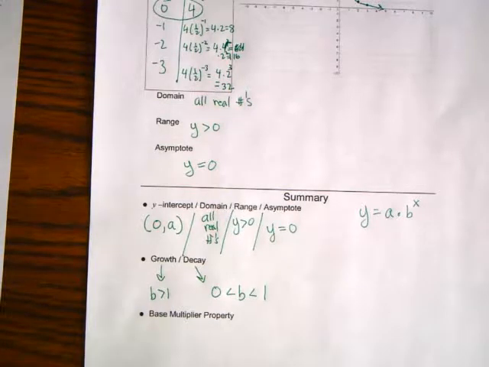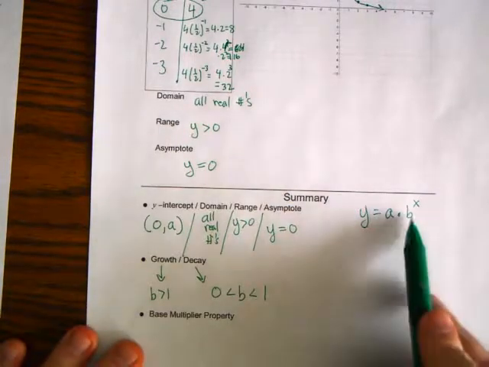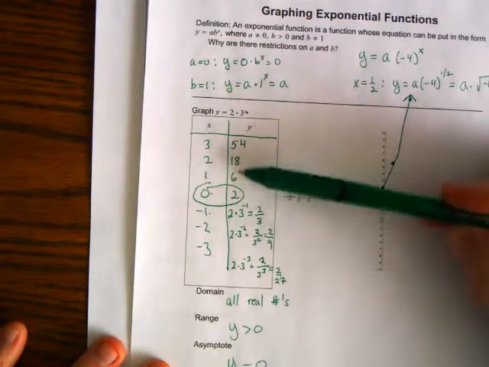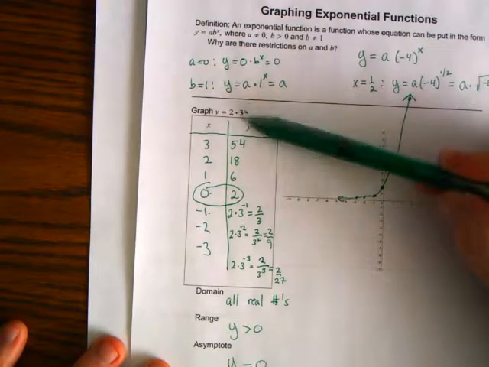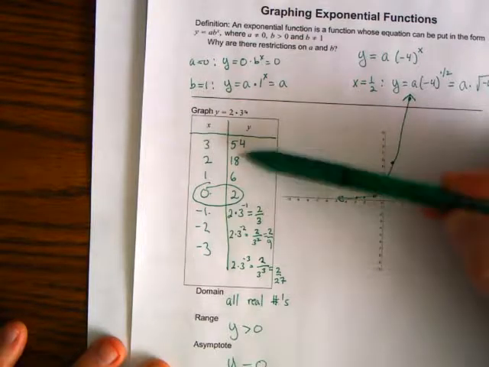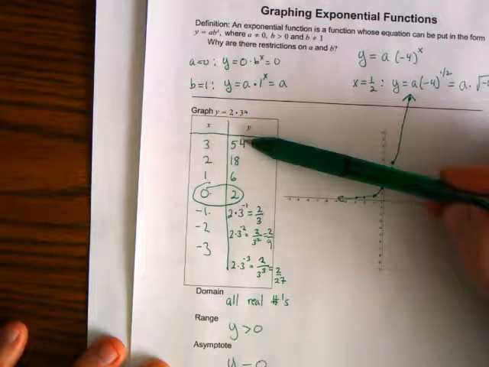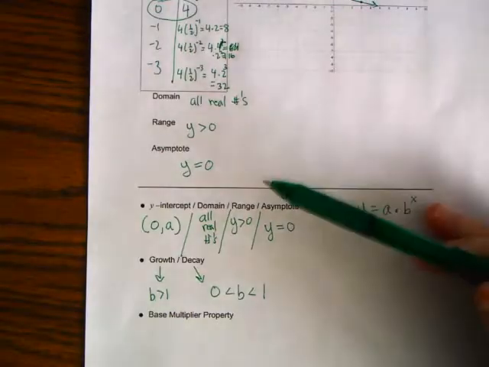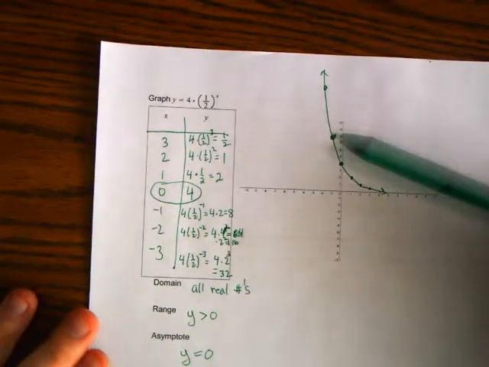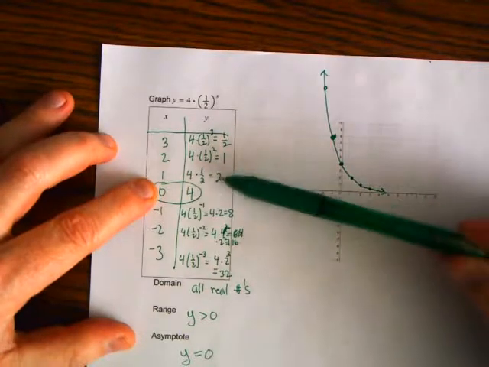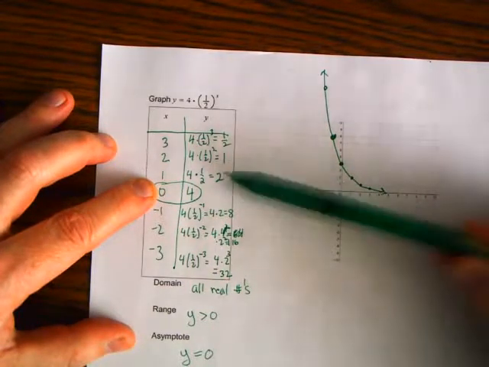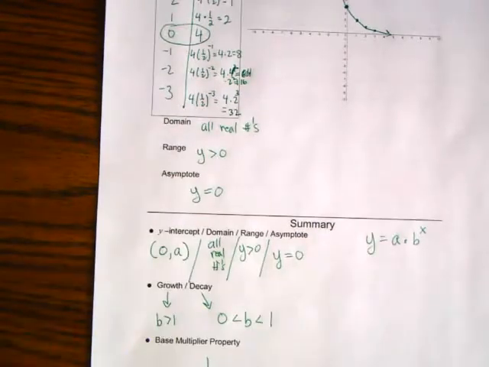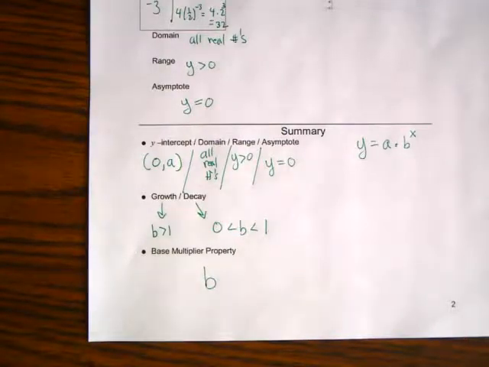And then the last thing we talk about with exponential functions here is base multiplier. That's the b number. Look what happened here. To go from 2 to 6, you would multiply by 3, which is our base number. To go from 6 to 18, you would multiply by 3. To go from 18 to 54, you would multiply by 3. Conversely, going the other way, here, to go from 4 to 2, you would multiply by a half. To go from 2 to 1, you would again multiply by a half. So the base multiplier is always the number b.